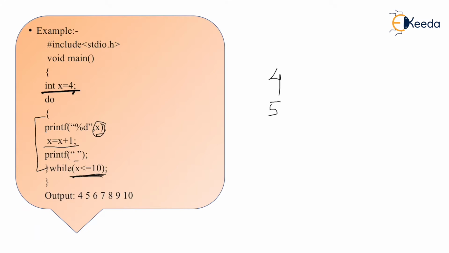This will get executed till the condition is false. The output will be 4, 5, 6, 7, 8, 9 and 10. With the help of this printf, you will get spacing between the two numbers. Otherwise, you will get all the numbers like 4, 5, 6, 7, 8, 9 and 10 without space.